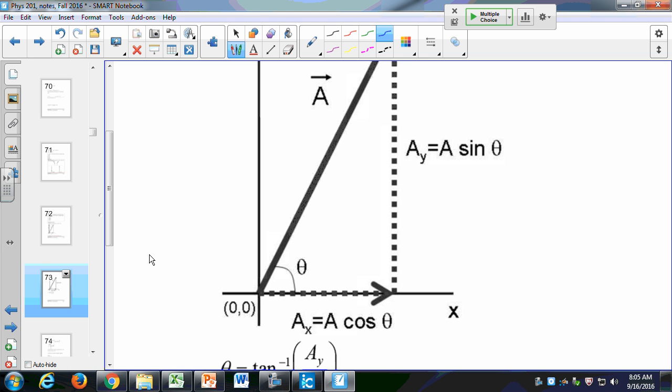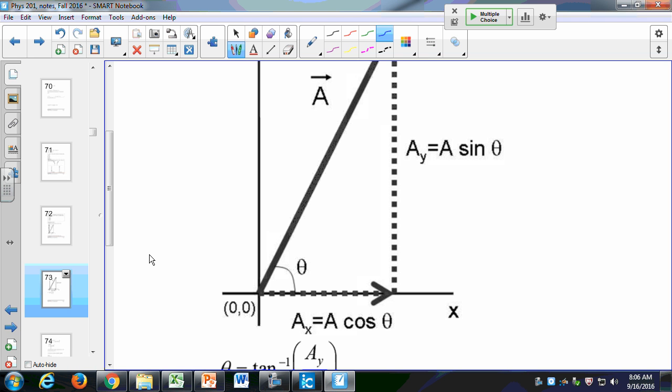So if I say that the cosine of theta, that's adjacent over hypotenuse, in this case that's going to be AX over A, the magnitude of A. And so I can solve this for AX is going to be A cosine theta. And then in a similar way, I can say sine of theta, that's opposite over hypotenuse, is going to be AY over A. So I can solve that for AY, and that's A sine of theta.